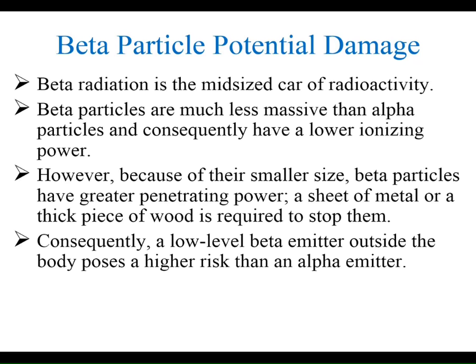So to that end, a low-level beta emitter is actually more dangerous outside your body than a low-level alpha, because the alpha wouldn't probably even reach you, because like I said, your clothes would stop it, the air would stop it. But a beta would just go right through your clothes and cause some damage.